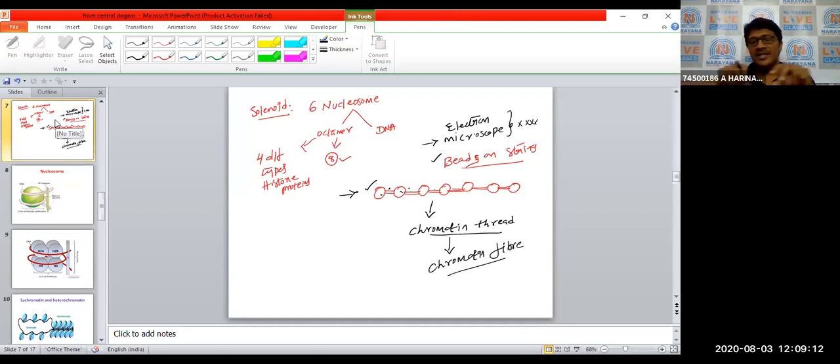How do the nucleosomes along with DNA appear in an electron microscope? Beads on a string.